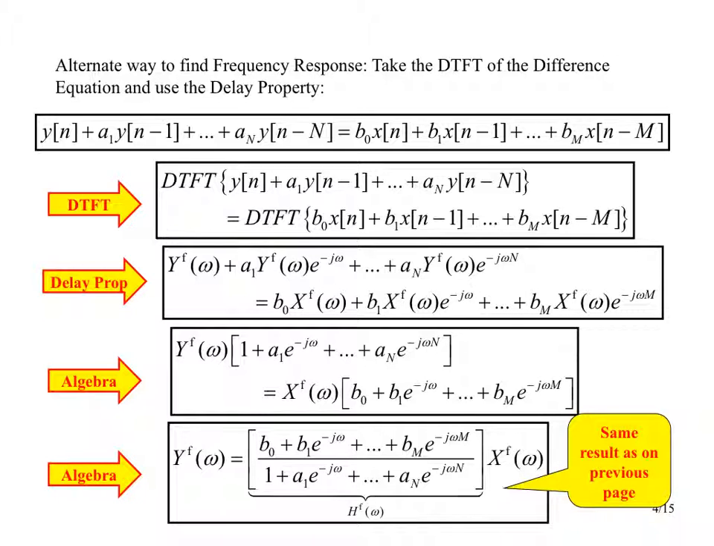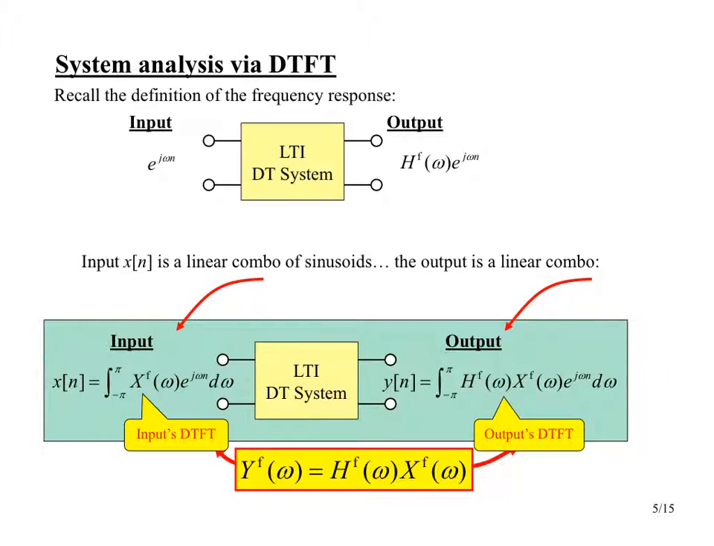So we see that the output is indeed our input DTFT times something. That something has to be the frequency response. We know that's the general structure. We've seen that already. And so now we can just from that deduce that whatever's in the square bracket must be the frequency response, and it's exactly what we saw on the previous.